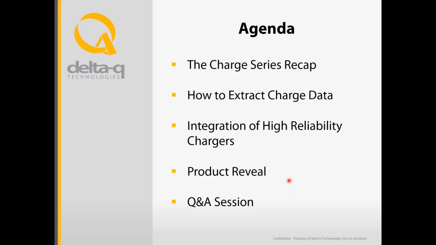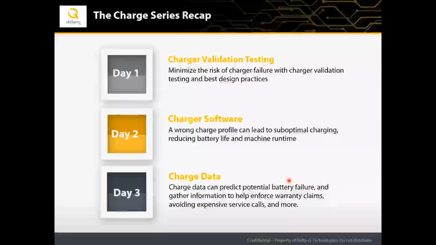So just to recap, in our first video, we discussed our thoughts on charger validation and the best design practices to minimize the risk of failure. In the second video, we went into the charger software and how the wrong charger profile, including things like the overcharge requirements, max voltage limits, and other things, could lead to suboptimal charging, reducing battery life and machine runtime. And in our third video, we addressed the use of our charger data to predict when the likelihood of battery failure is increasing, as well as to gather information that could be helpful when enforcing warranty claims, avoiding service calls, and more.